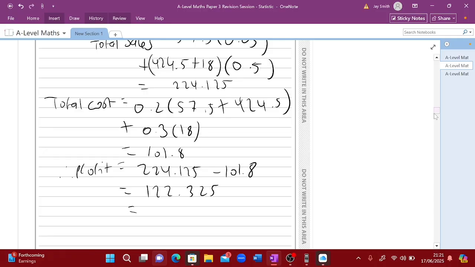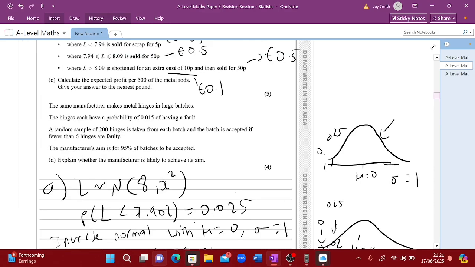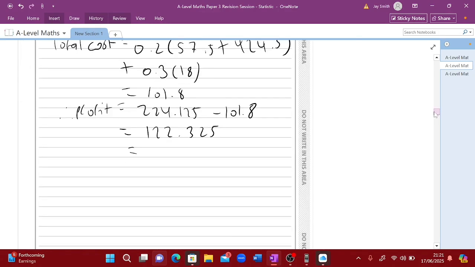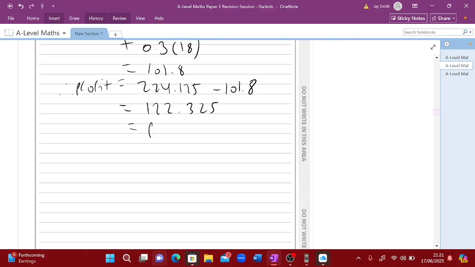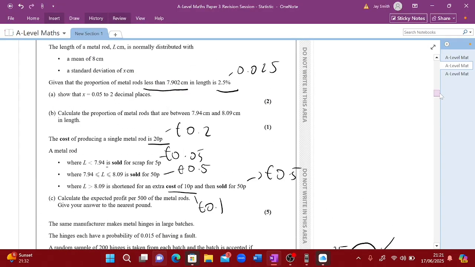And so that has been pounds then, right? It says to the nearest pound. So let's round this. Well, it's going to be 122 to the nearest pound, right? And there's your answer. So we've rounded it at the very end. There we go. That's your profit. Cool. Okay. Not too bad, actually, to be fair.